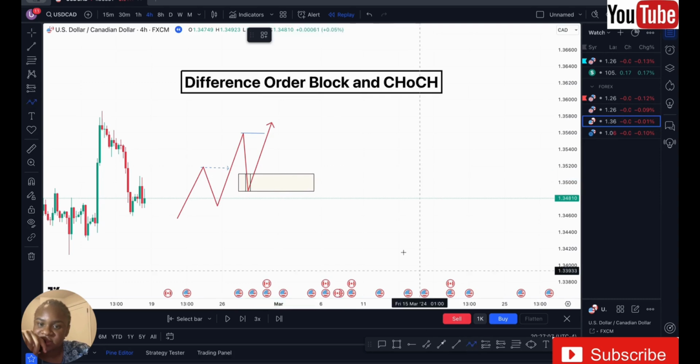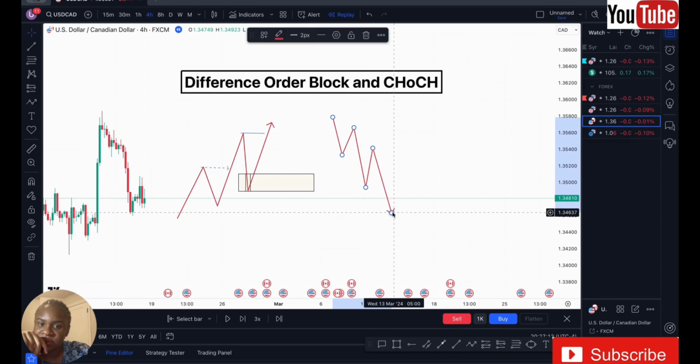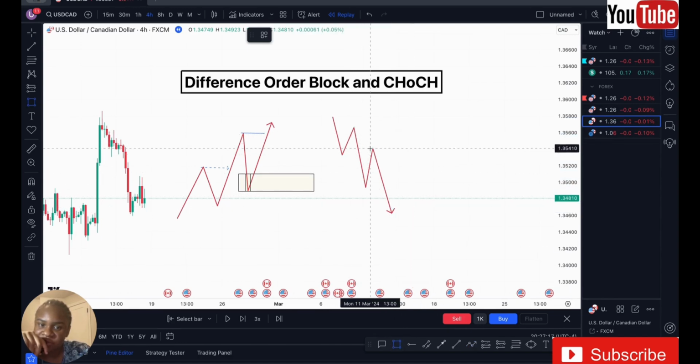The same thing as a bearish momentum: lower low, lower high, lower low, lower high, lower low, right? The last candle before the impulse move, that is the bearish candle before this impulse move for a break of structure, that is what we signal as our order block for a bearish momentum.